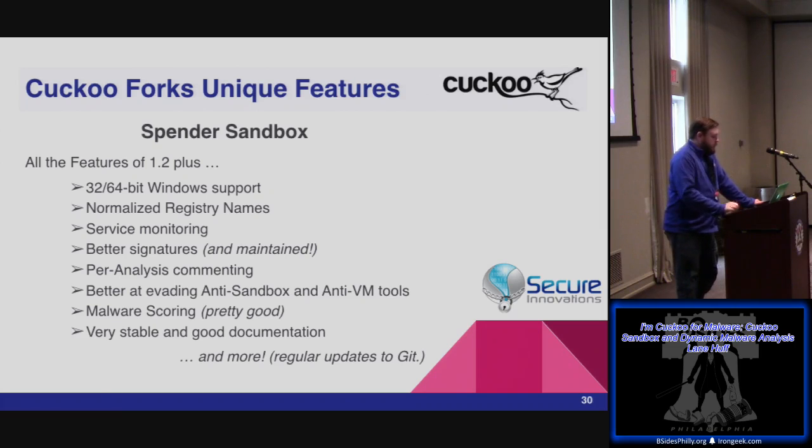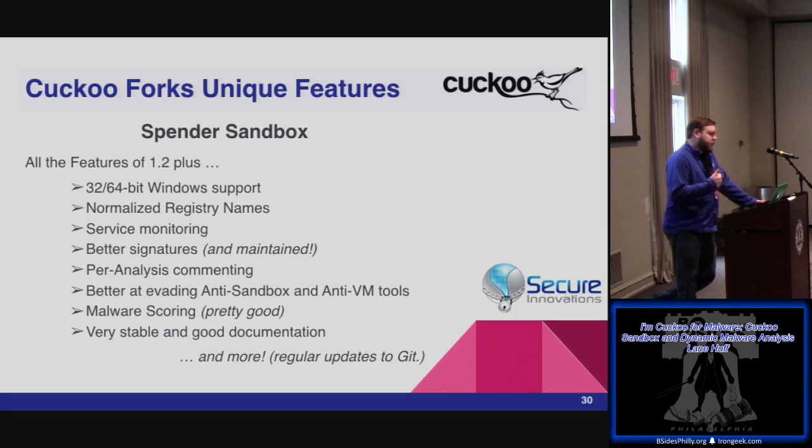So again, 1.2, the Spender Sandbox, normalized registry names. These are very easy to read, whereas before you have a really long registry line, this cuts it down and makes it much easier to process. Service monitoring, much better signatures. They're way better than the regular 1.2. You can comment on the malware, so if you're sharing this with a team, you can look at stuff and say, hey, look at this piece, it looks really interesting, we need to do more digging in this.